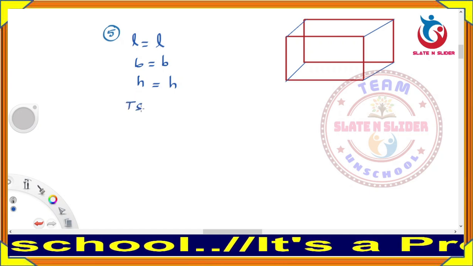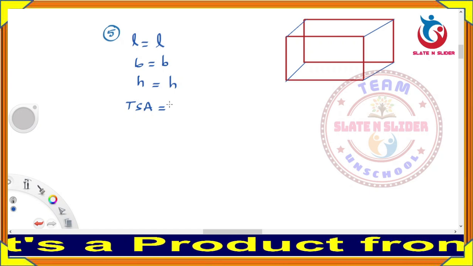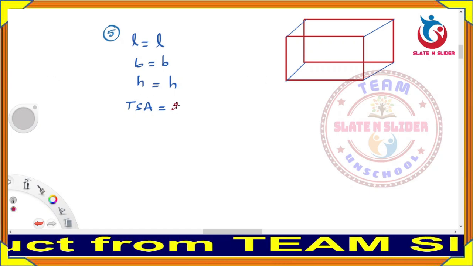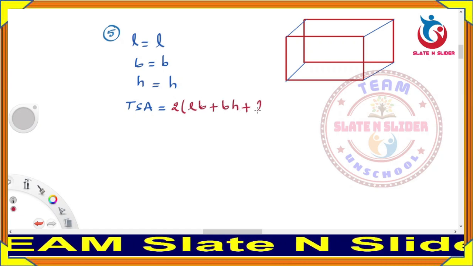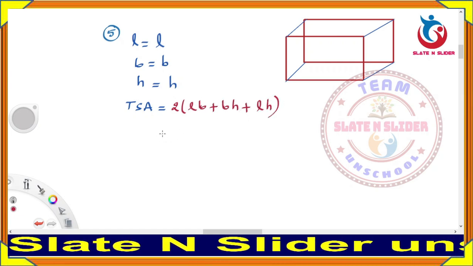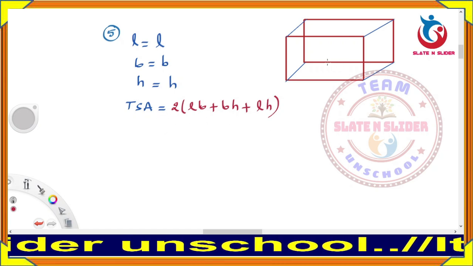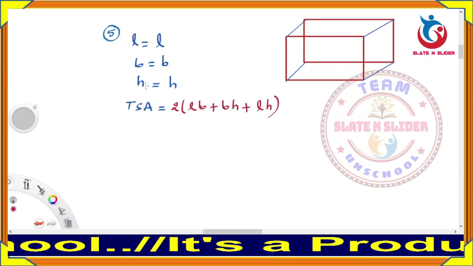total surface area TSA, that is equal to, what is the total surface area of a cuboid, that is 2 of LB plus BH plus LH. So, this is the total surface area of the cuboid with the measurements length, breadth and height. No, there is no change in the measurements.